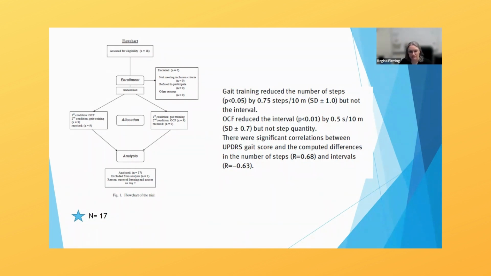But even with a small sample size, we did see some changes. The gait training was shown to reduce the number of steps. And then the cranial treatment was actually shown to reduce the interval, but not step quantity.